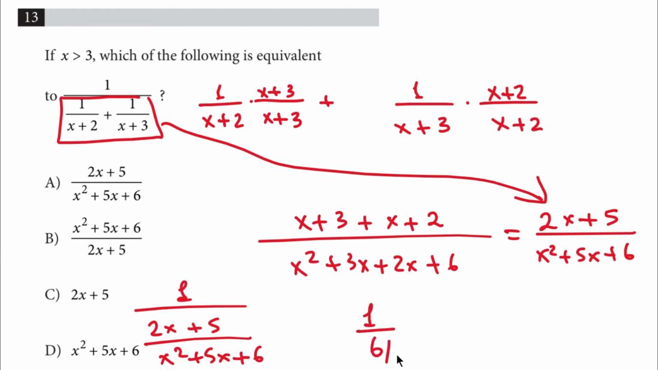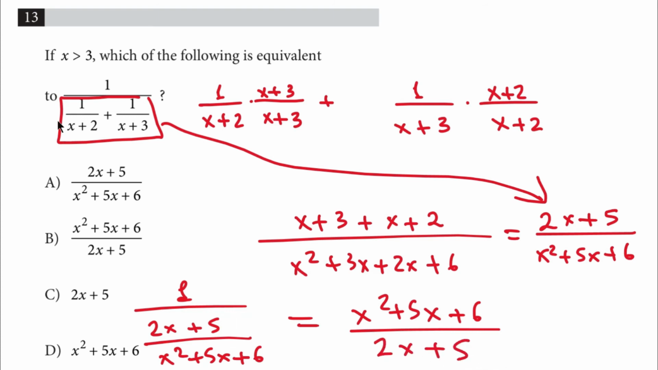1 over any expression is just that expression flipped, right? That fraction flipped. So we just take whatever's at the bottom and we flip it. We make the denominator numerator and we make the numerator denominator. So we have to do the same thing right here. We just have to make the denominator numerator, okay? So it becomes x squared plus 5x plus 6, and the denominator becomes 2x plus 5. So this is our simplified version of this expression right here. Therefore, choice B is correct.